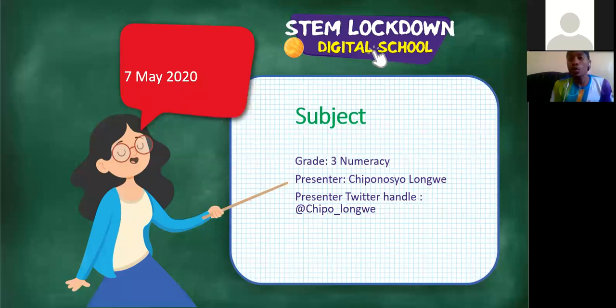Another rule is that the chat is only going to be used when I say that you must use it. If I say, can I have an answer to this or that, that's when we start to use the chat. Besides that, we are not going to be using the chat for anything else.